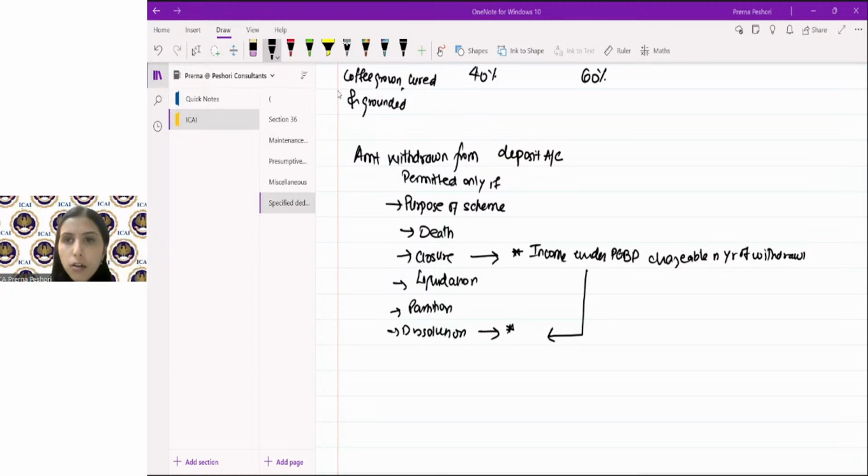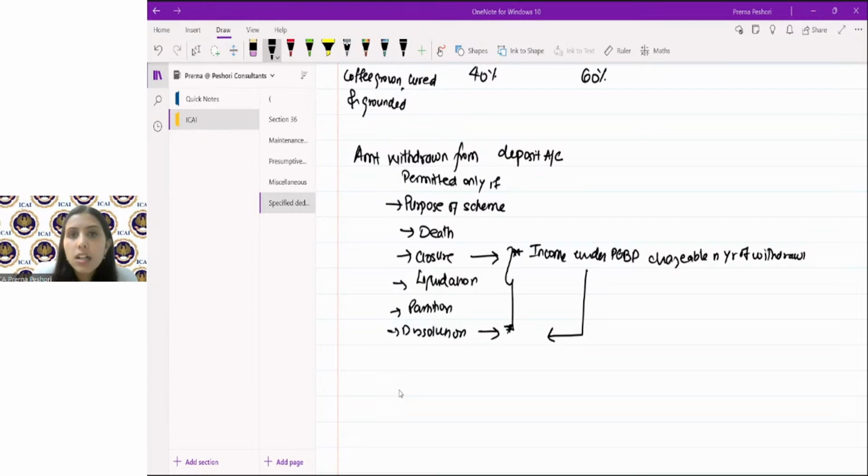So, on the closure, or even in the case of partition or liquidation, it will be considered as income under the PGBP chargeable in the year of withdrawal. Are we clear?